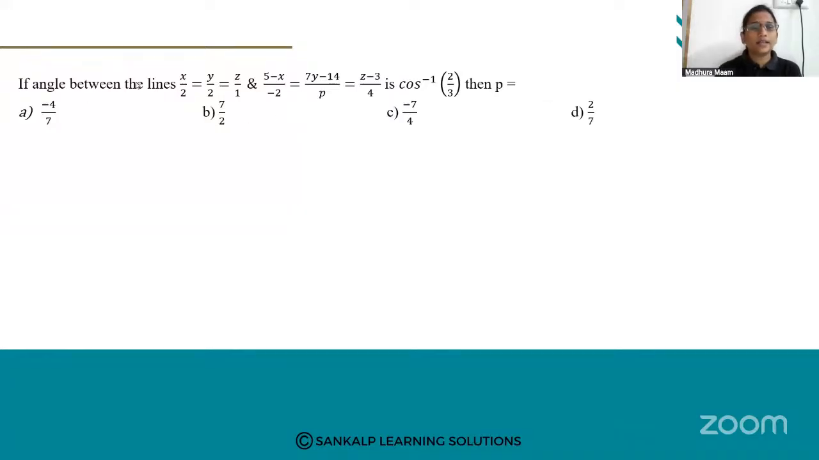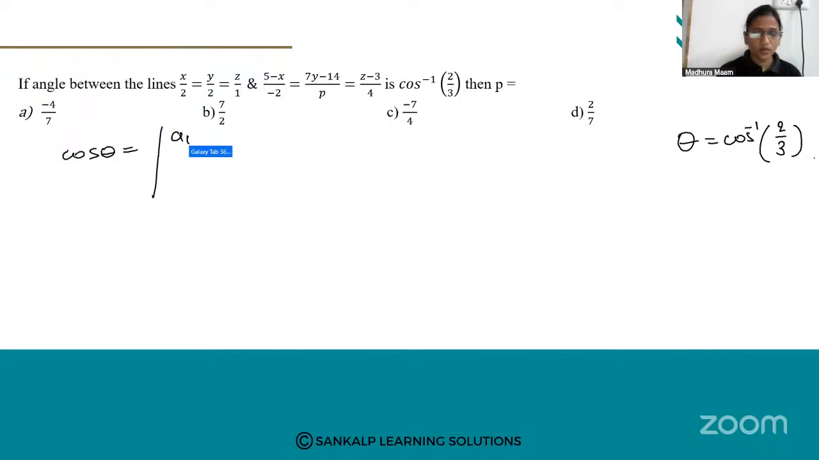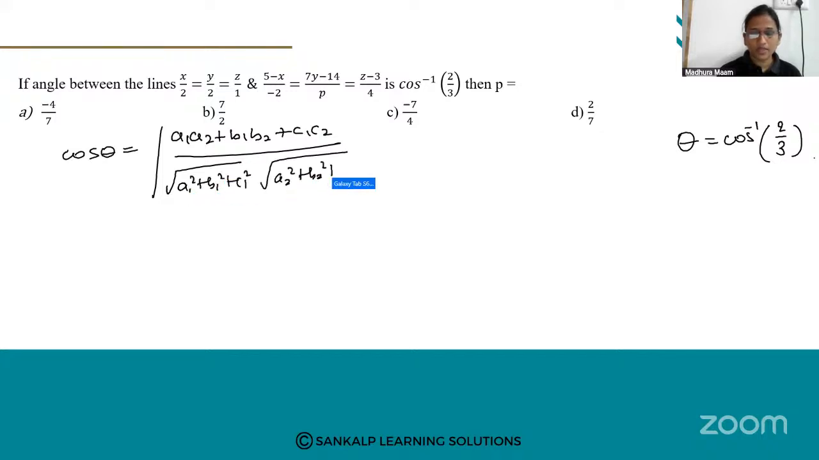Okay? What are they saying? Kind of similar to the previous one, but little different. There the product was 0. Why? The angle was 90 degrees, but here the angle is cos inverse 2 by 3. Then they are asking what is the value of p. Okay? Yes. So which result? Cos theta. What is that? A1 A2 plus B1 B2 plus C1 C2 divided by the square root of A1 square plus B1 square plus C1 square, times the square root of A2 square plus B2 square plus C2 square.